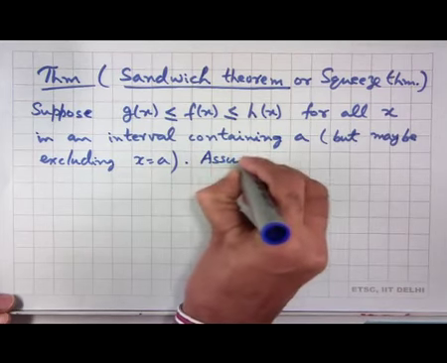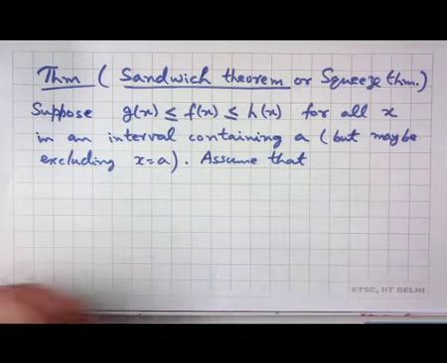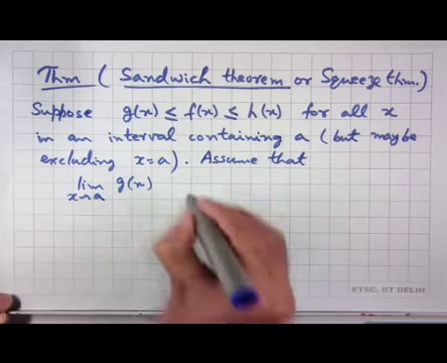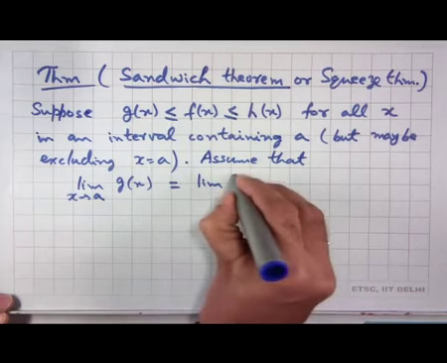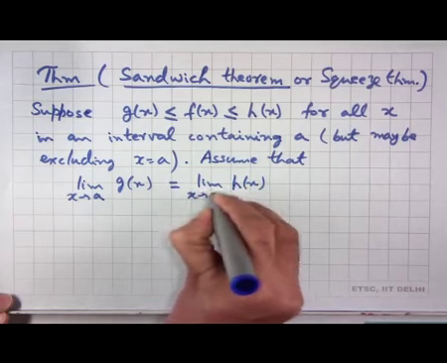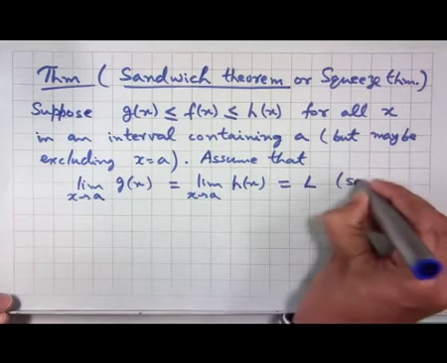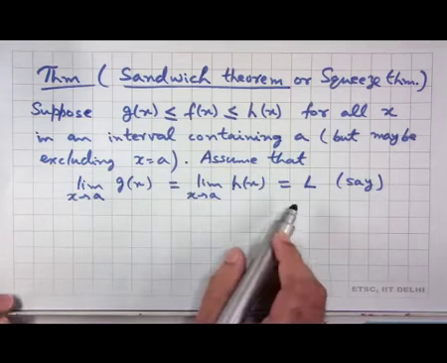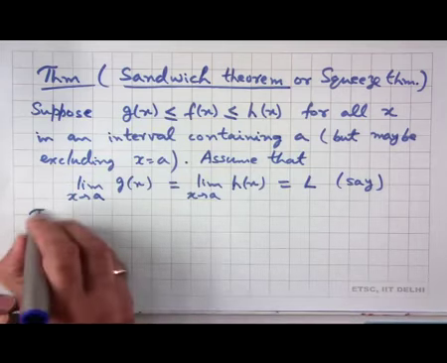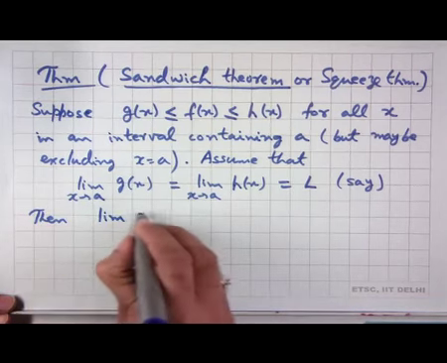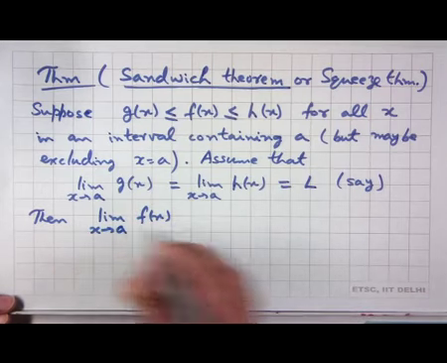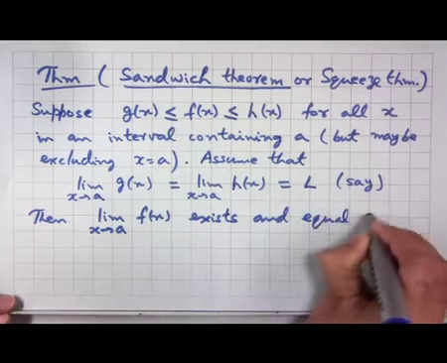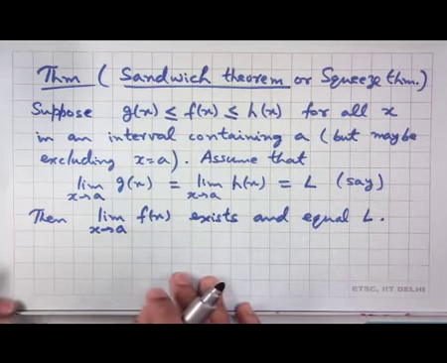Also assume that the limit of g of x equals the limit of h of x, and both are equal to say L. So, if the limits of the functions g of x and h of x are both equal to L, then the conclusion is that the limit of f of x as x approaches a exists and it equals again the same limit L.